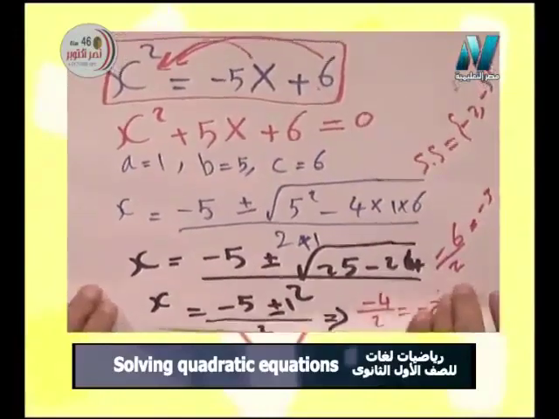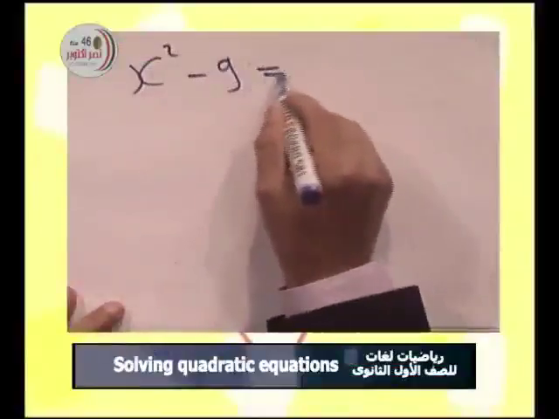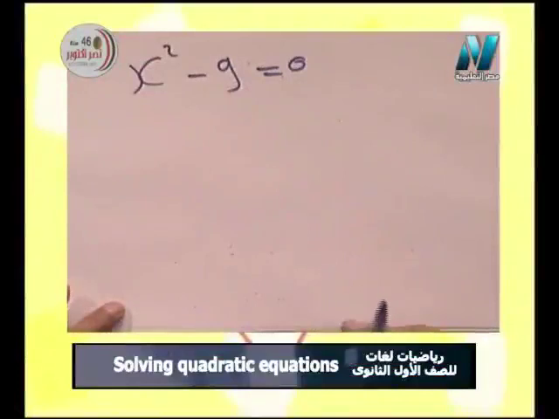I'll give you now an equation, and I'll give you just 30 seconds to solve it. Okay? Try to solve this equation: x power 2 minus 9 equals 0. I'll give you just 30 seconds. Go.